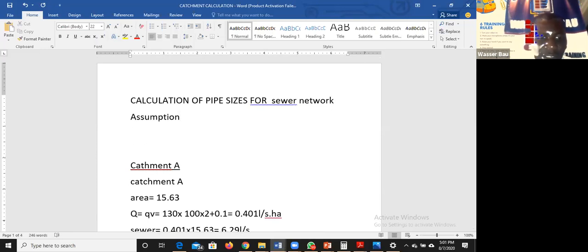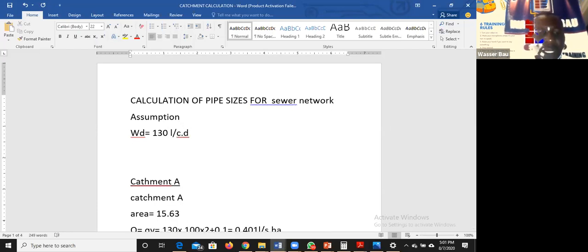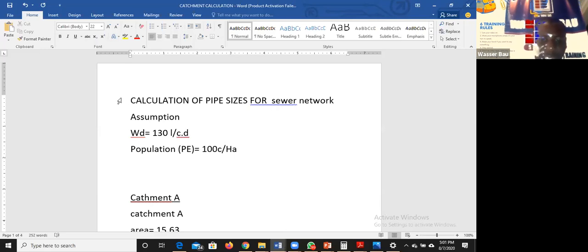The number one assumption is that water demand is 130 liters per capita per day. Population, or you call it population equivalent, PE, is 100 capita per hectare. They didn't tell us 10,000 people, 1,000 people. But if you now know the land use and you know the area, once you multiply by the area, it will give you a number of persons. Peak factor is what? 2. Okay. I think these are the only things we need for this one.